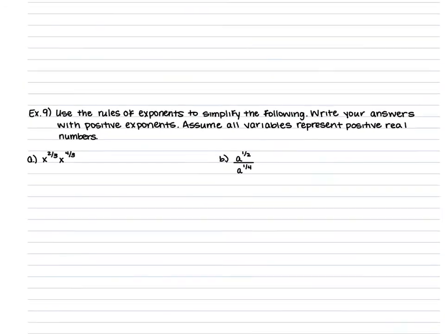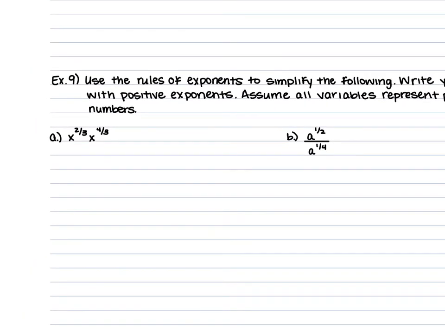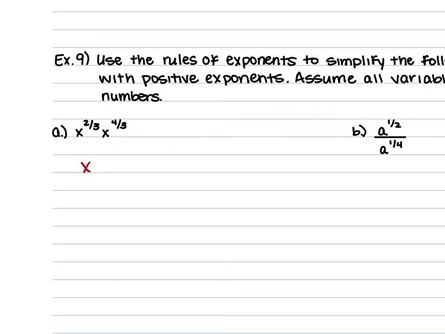For our next examples, we're still using our rules of exponents and we're just simplifying these all the way. For A, we have x to the power of 2/3 times x to the power of 4/3. Our bases are the same here. Since we're multiplying, we're going to be adding those powers. So we're going to have x to the power of 2/3 plus the power of 4/3. Our denominators are the same, so we're going to have x to the power of 6/3, which simplifies to be x squared.